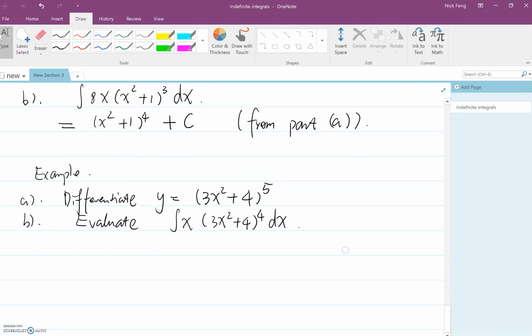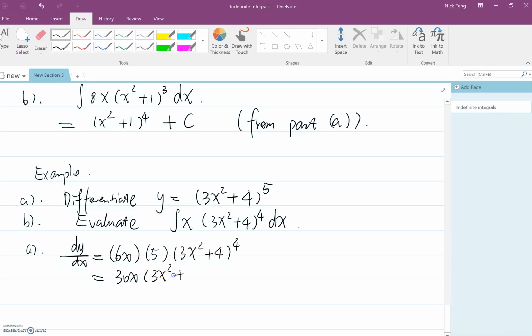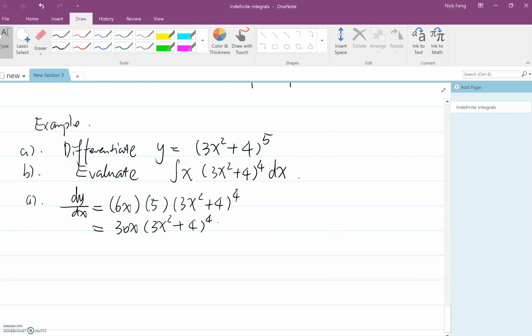Let's see what's the difference between this question and the other one. So dy over dx equals, remember, it's chain rule, so you have 6x. That's the derivative of 3x squared plus 4. And then you bring the 5 down, and that becomes 3x squared plus 4 to the power of 4. That will give us 30x times 3x squared plus 4 to the power of 4. And the second part here is we are integrating x times 3x squared plus 4 to the power of 4 dx.